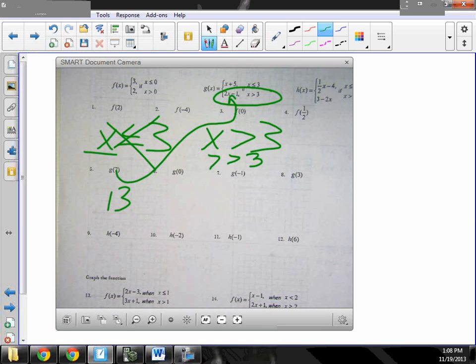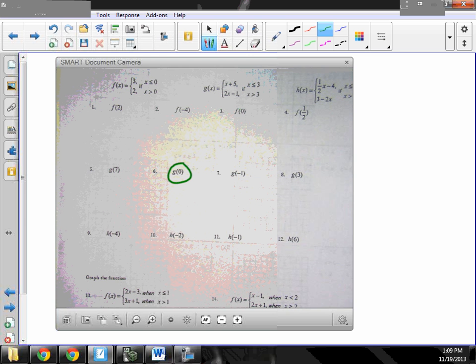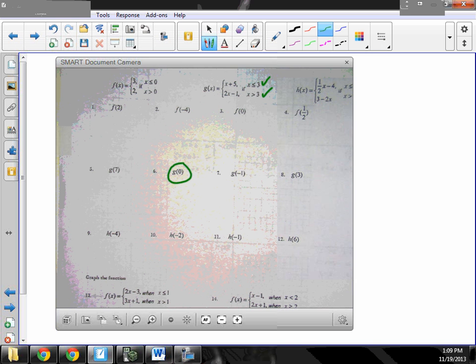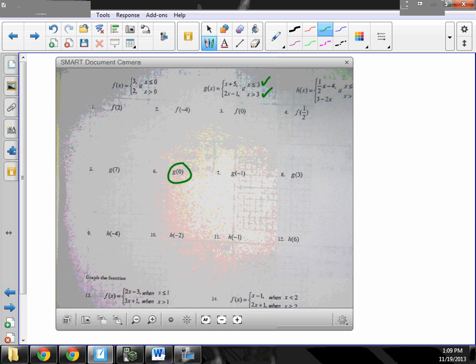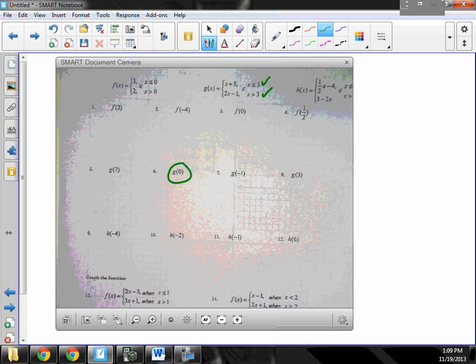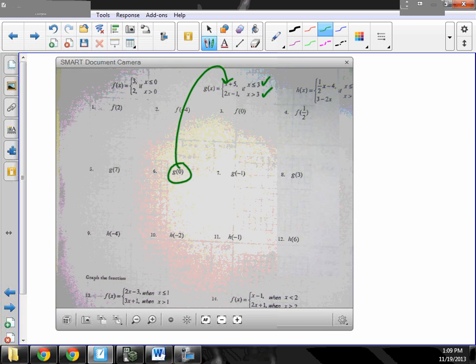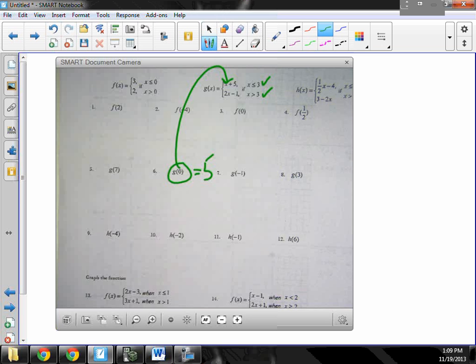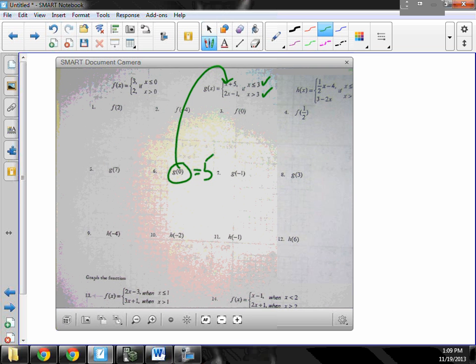And if you plug it into the wrong function, chances are you're going to get the wrong number. There is a really small chance that it actually will work, but virtually no chance at all. Okay? For the next one, g of 0. Which function includes x equals 0? The top one, x is smaller than or equal to 3. 0 is smaller than 3. So I take the 0 and I plug it into the top function and I get the number 5. Okay? All right.